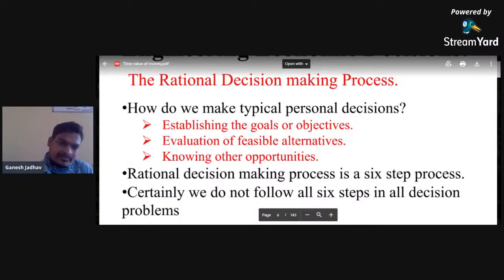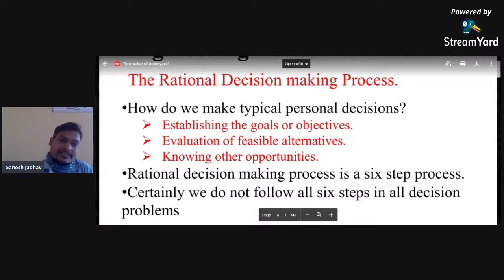Another point is that the rational decision making process is a six step process. Certainly, we do not follow all six steps in every decision problem. So which are the six steps?